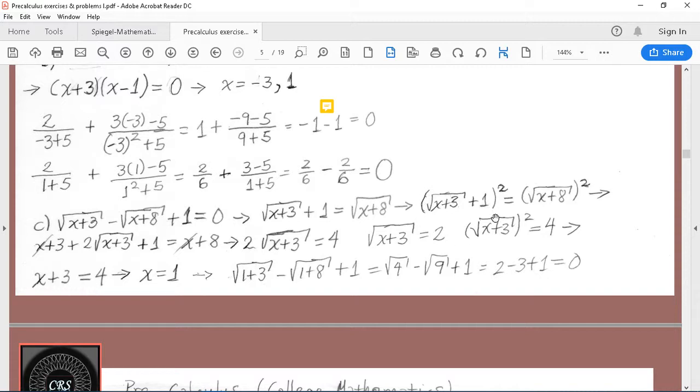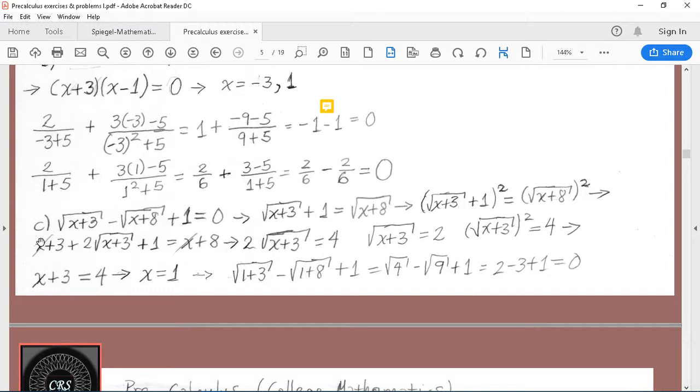We square both sides, and then we have that this squared, remember, is this squared plus this squared plus the double product of these two. So we have x. The square of the square root is simply what's written inside the square root. So we have x plus 3. Square of 1 is 1. And the double product of 1 and square root of x plus 3 is 2 times the square root of x plus 3. And the square of the square root of x plus 8 is simply x plus 8.